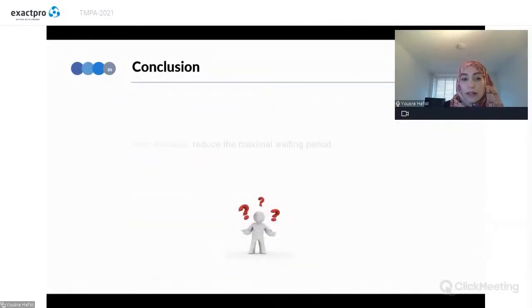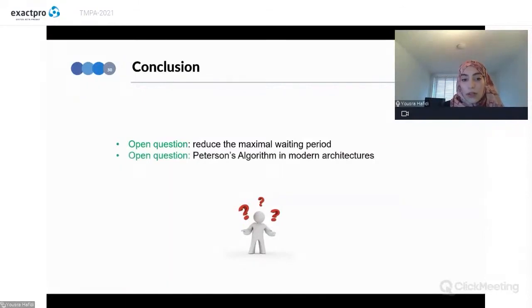Maybe there are some open questions. The first one is how to reduce the maximal waiting period, this bound; maybe we can propose other versions. And also another open question is that Peterson's algorithm, it is known that in modern architectures it sometimes fails. But an open question is how to implement it or how to resolve this problem in these modern architectures.